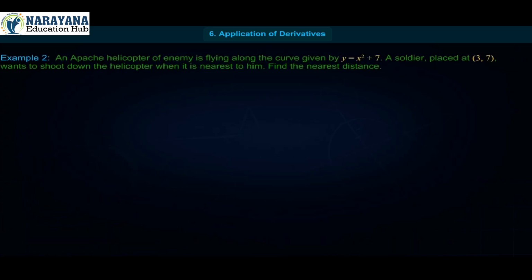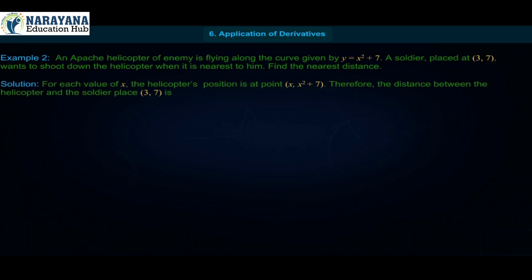Example 2. An Apache helicopter of enemy is flying along the curve given by y is equal to x square plus 7. A soldier placed at 3, 7 wants to shoot down the helicopter when it is nearest to him. Find the nearest distance.